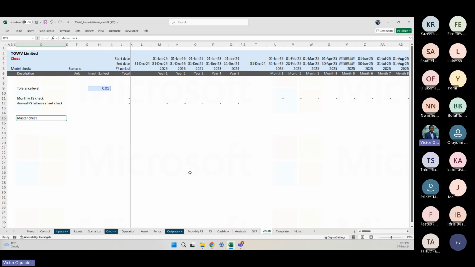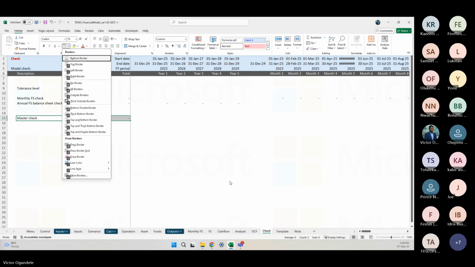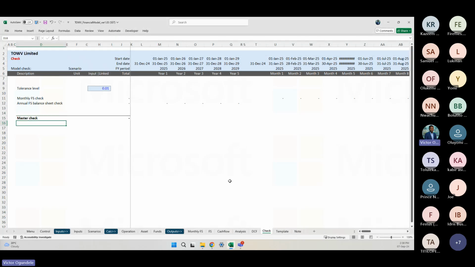We are still going to have some other checks, because the model is definitely prone to error. There are so many checks that we usually try to build into the model to be sure that we are not missing some things. For the master check, just come down here and type equal to SUM of everything from your monthly FS check, annual check, including the two rows that we added. So this becomes our master check.